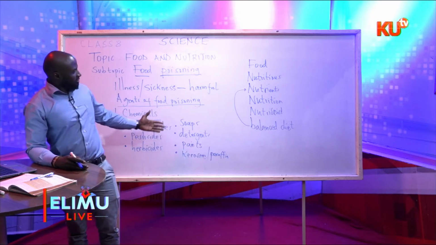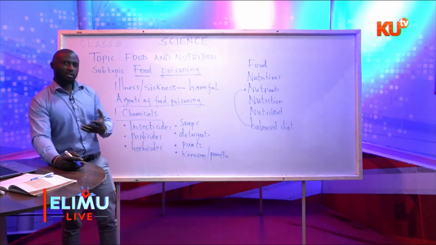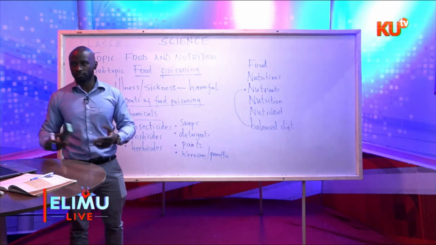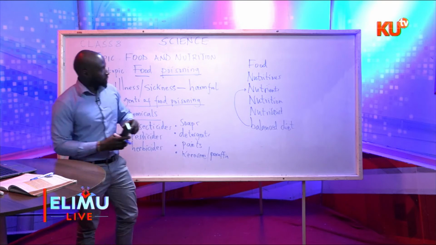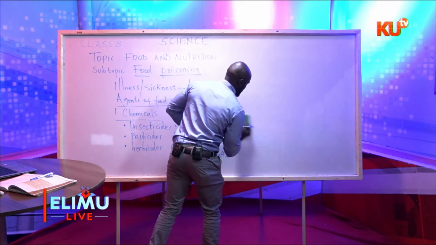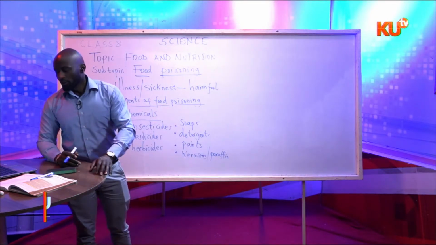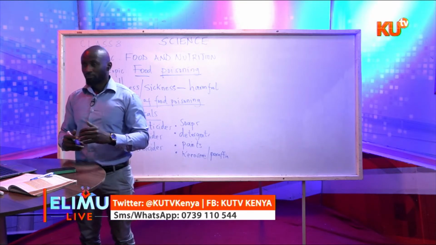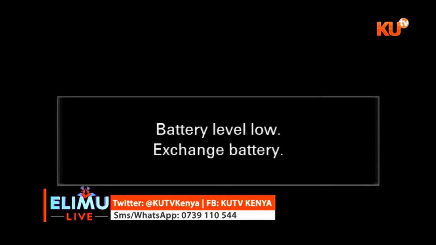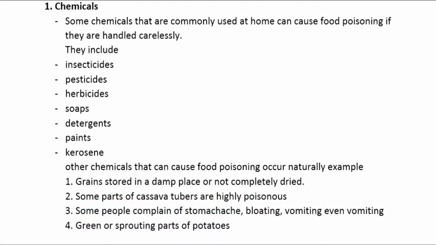Now, if you look at these, they're artificial. But there are instances, boys and girls, where naturally there are some toxins produced in the food that can lead to food poisoning. So we shall look at some of them. For instance, if grains, in this case let's use maize, are stored in a damp place and maybe were not completely dried, then after some time, if you observe it, you'll see some bluish color in it. That is an example where the grains have naturally produced some toxins that can lead to food poisoning.